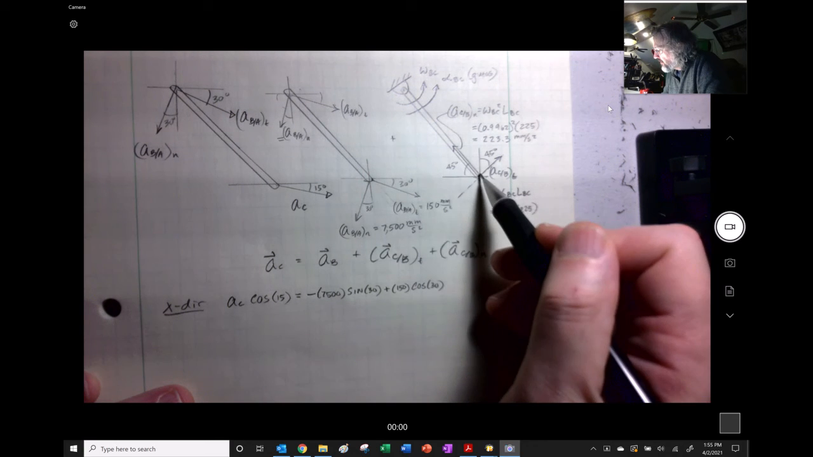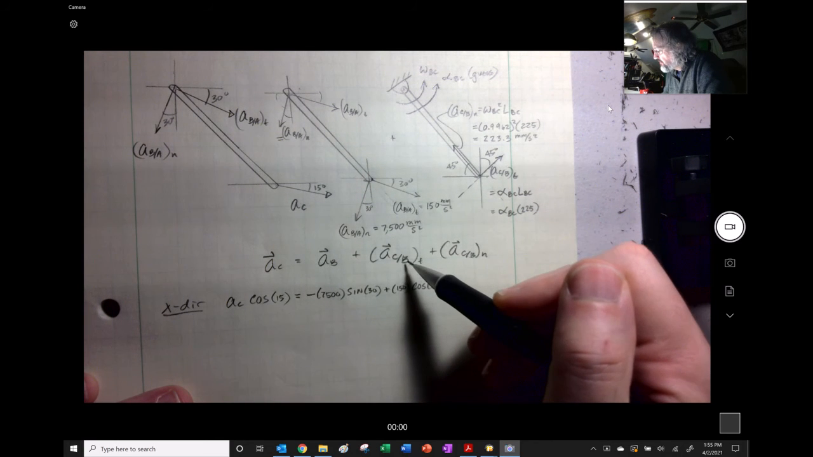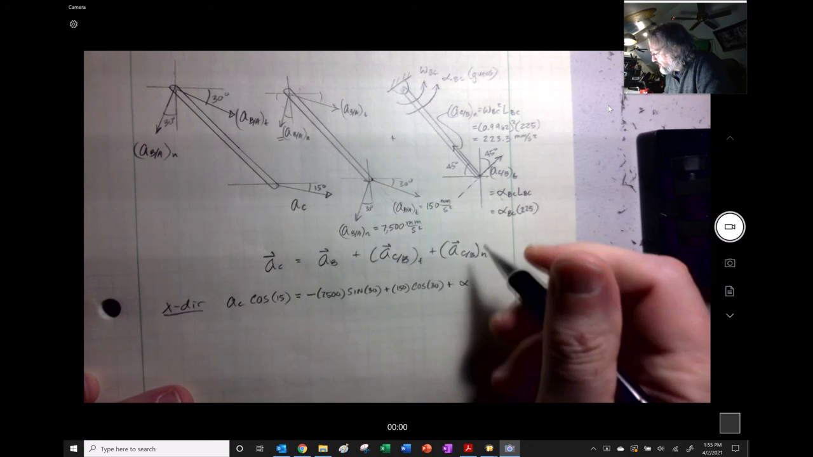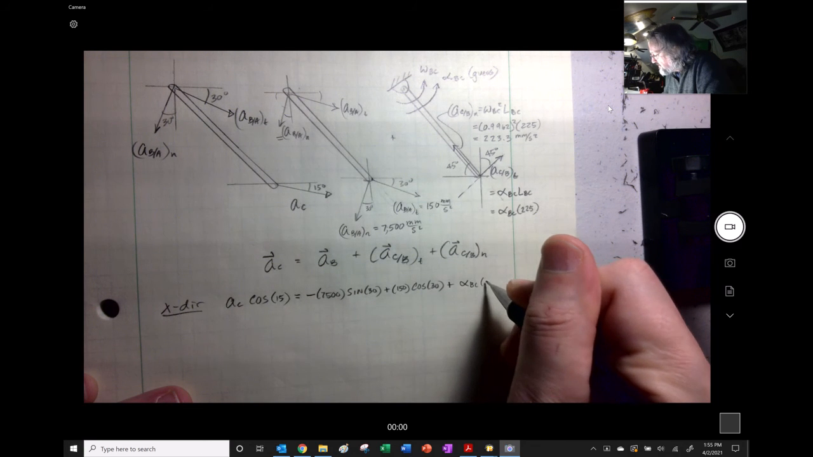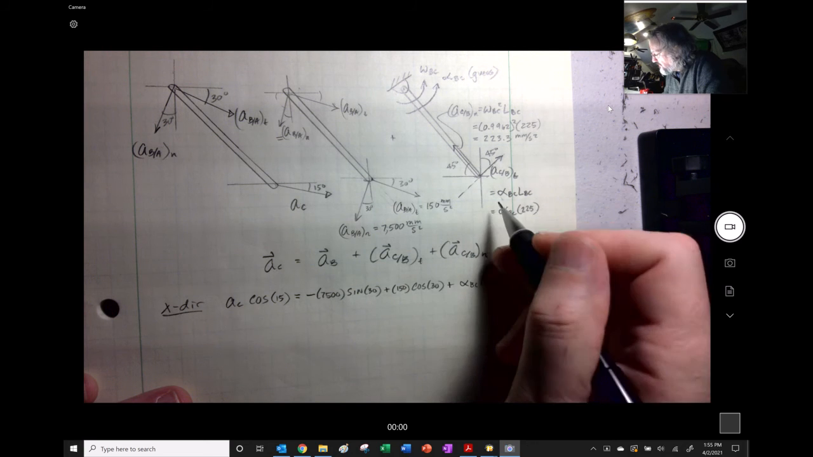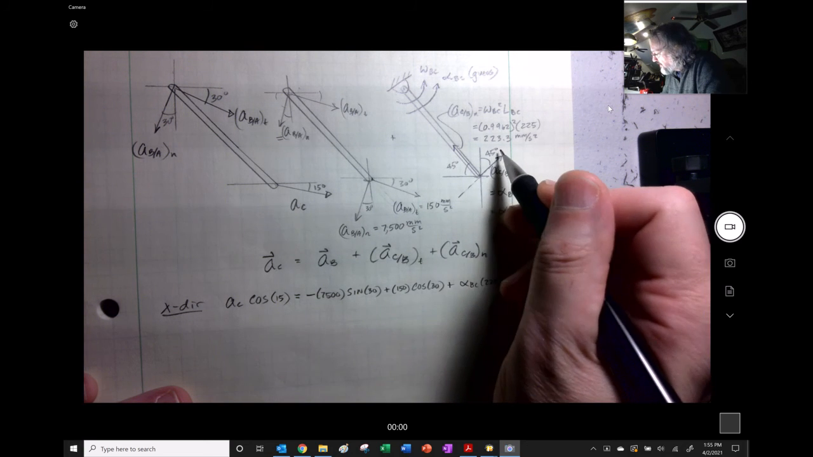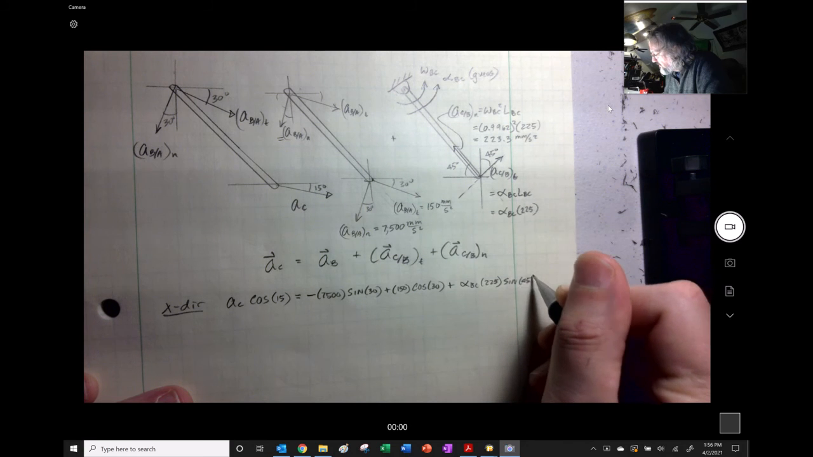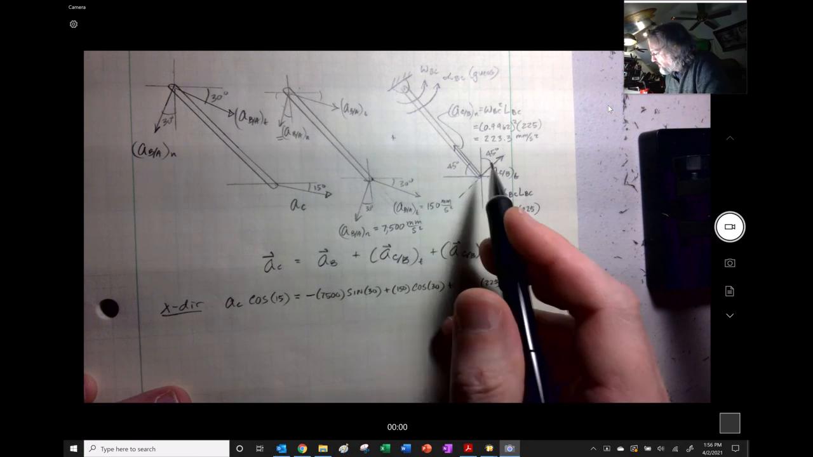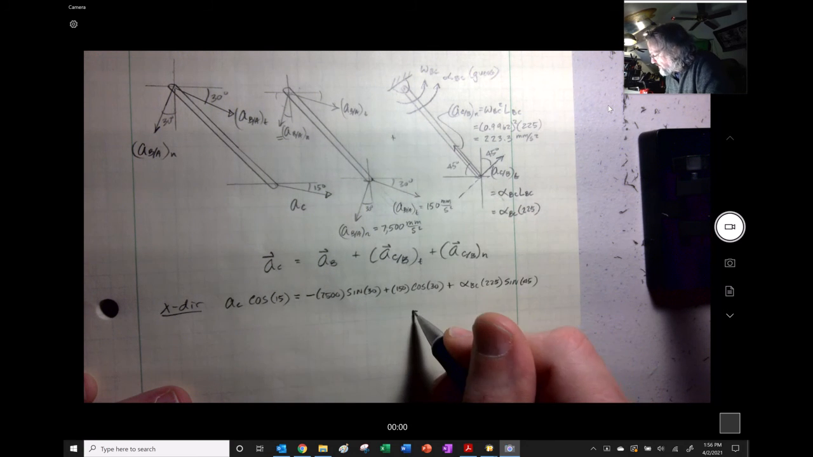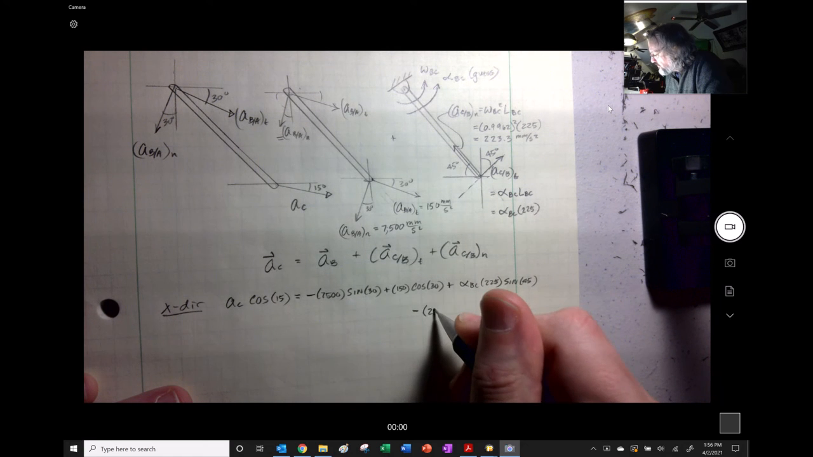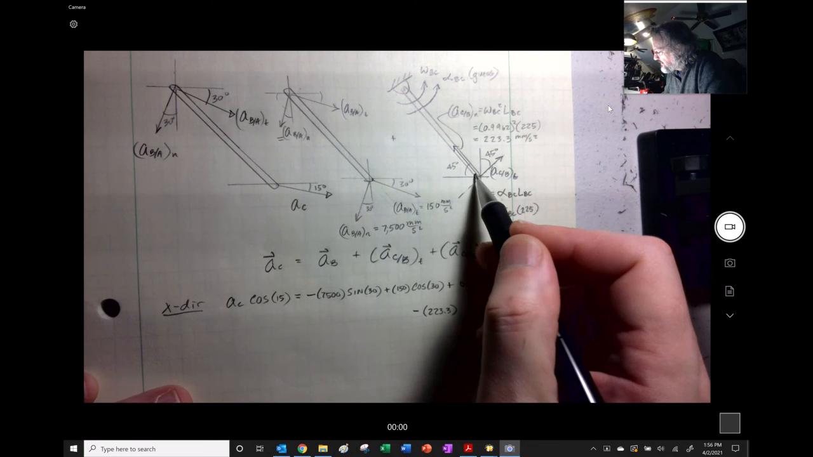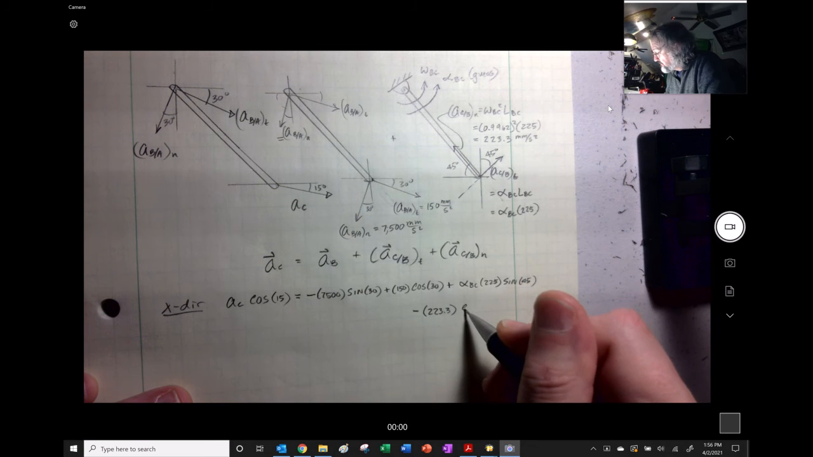We wrote this one first, so we'll put it in here. We're going to have a positive alpha BC times 225, but that's going to be, the way that I've written the angles here, sine of 45. But we're not done. Got to remember that we have this component right here, so we have a negative 223.3, and that's going to be the cosine of 45.